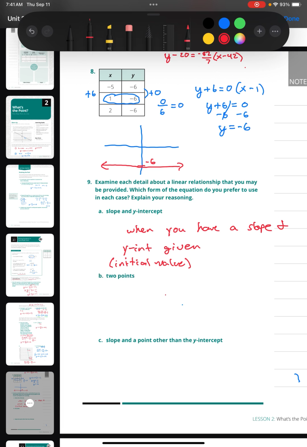If you have 2 points, it works better to use point slope. We're just going to have to find slope, and then we can choose a point, but you won't have to work backwards and go back and find the y-intercept. And then C, slope and a point other than the y-intercept, again, is going to be easiest to use point slope. You're going to use what we're given to put in as little work as possible to write our linear equation.